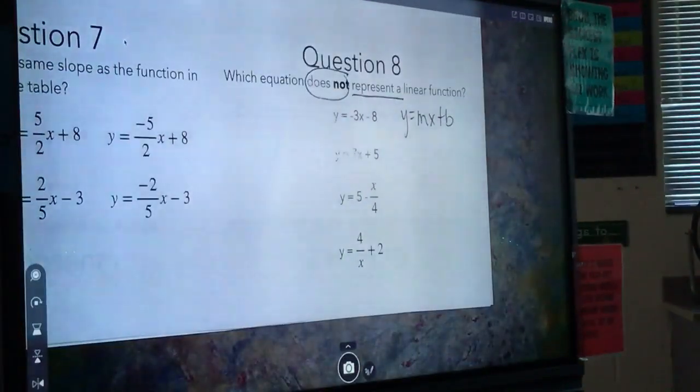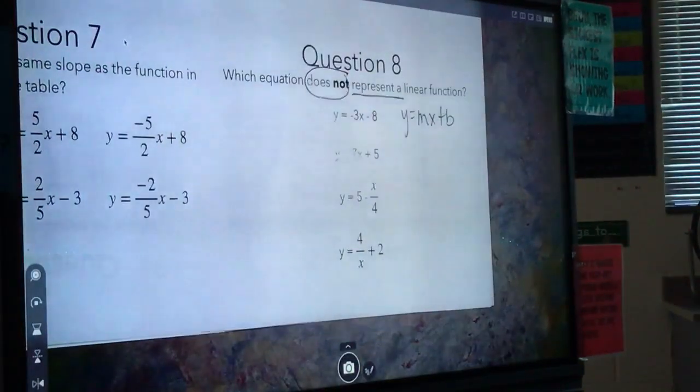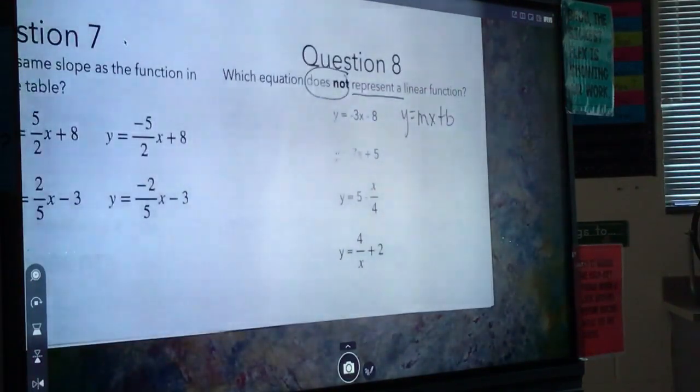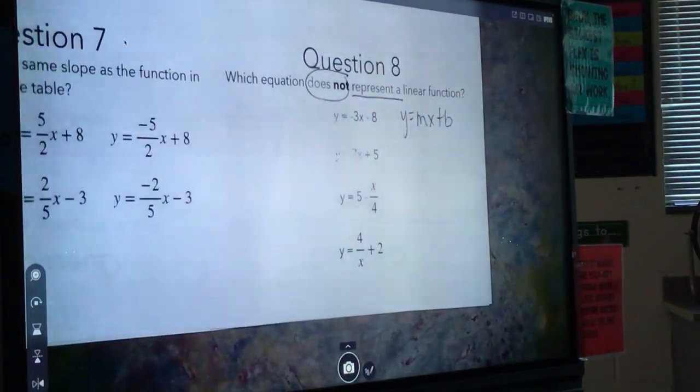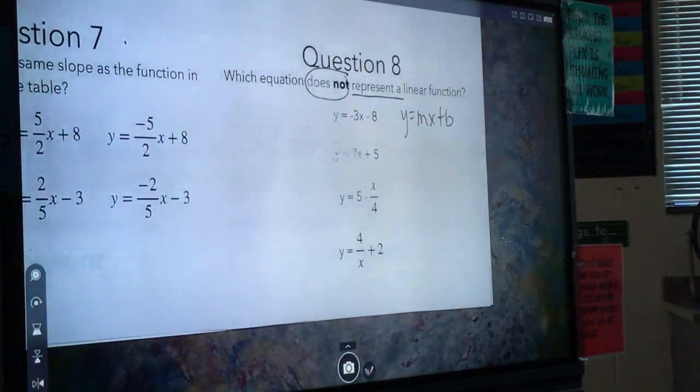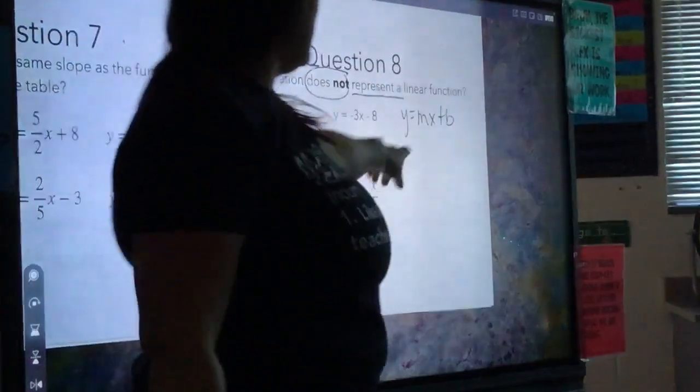So stand up if you say it is the first one. So that one follows all the rules of that formula? Stand up if you said it was the second one. Stand up if you said it was the third one. Stand up if you said it was the last one. I'm right. Why am I right?